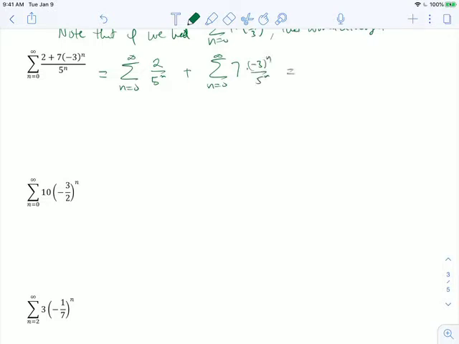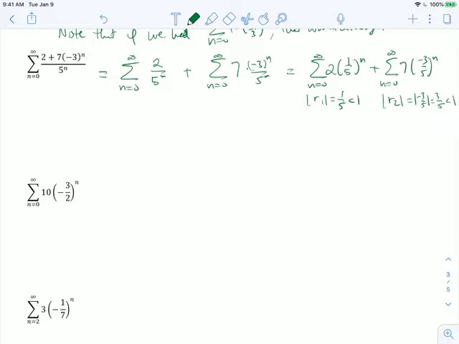And then I'm going to go further and rewrite both of these. Notice that 2 is not being raised to the nth power, so I can bring it out in front. 1 over 5 to the n is the same as 1/5 to the n. And then negative 3 to the n over 5 to the n can be rewritten as negative 3/5 to the n. So the absolute value of R1, in our first example, is 1/5. That's less than 1. The absolute value of R2 is the absolute value of negative 3/5, which is 3/5, which is also less than 1.